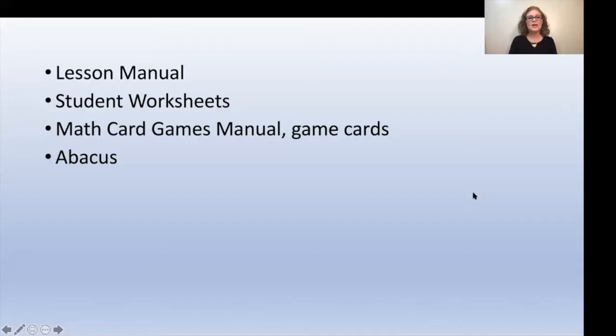Today we're going to walk through lessons 89 through 92, so let's get started. This week you're going to need your lessons manual, the student worksheet book, the math card games manual with the game cards, and the AL abacus. This week your child will continue learning multi-digit subtraction. So let's get started by turning to lesson 89.